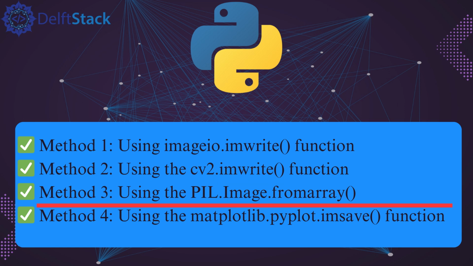Third, we used from array function from the PIL library, offering flexibility in working with different image modes, though it is not suited for high-performance applications. Finally, we used matplotlib.pyplot.imsave, which allows saving images with customizable color maps but is mainly useful for visualization purposes. Each method has its own advantages and disadvantages, so choose the one that best fits your needs.